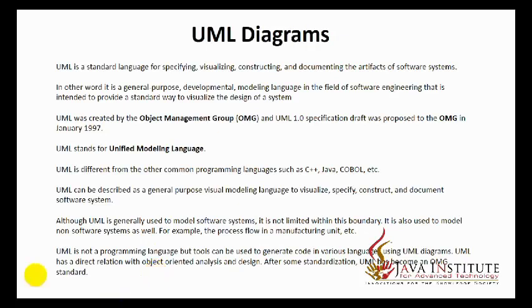Although UML is generally used to model software systems, it is not limited to this boundary. UML is not a programming language, but tools can be used to generate code in various languages using UML diagrams. UML has a direct relation with object-oriented analysis and design. After some standardization, UML has become an OMG standard. OMG means the Object Management Group standard.